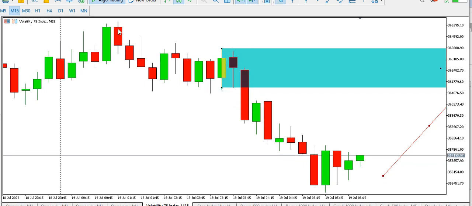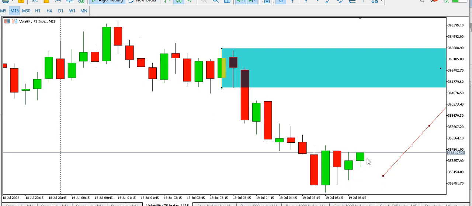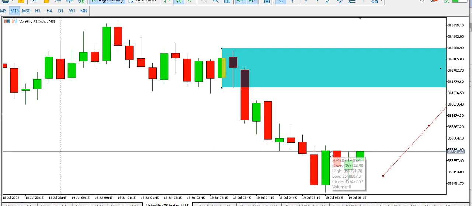Price is also ranging, but also bearish. But in as much as it is bearish, we can see that the buyers are trying to step in. Look at this tweezer. It's like a tweezer candlestick pattern where the sellers took price down and the buyers surprised the sellers with an equal reversal, bullish candlestick.